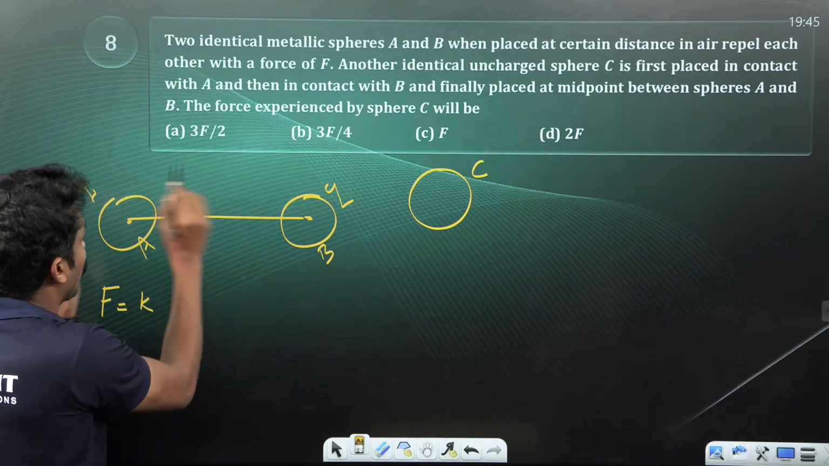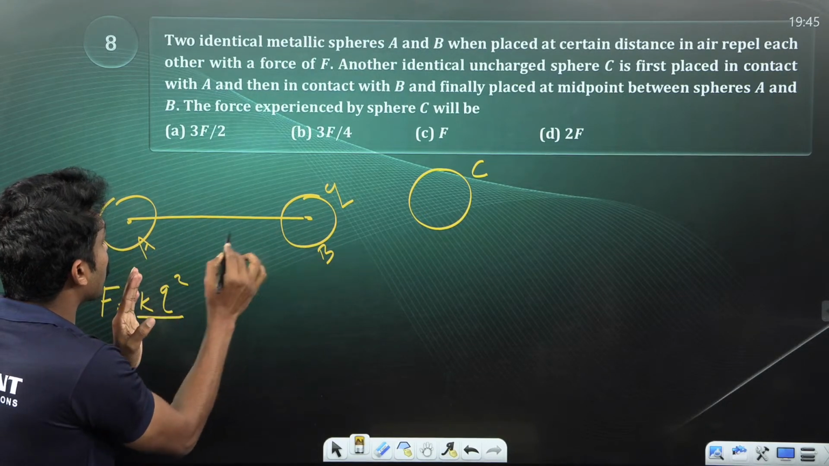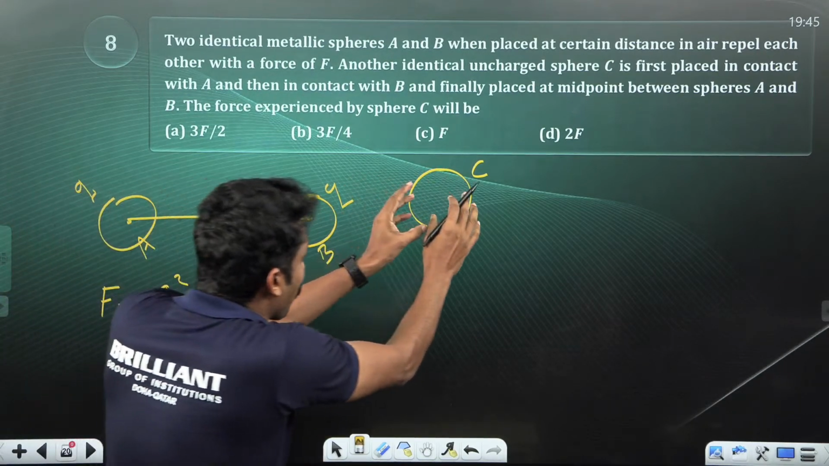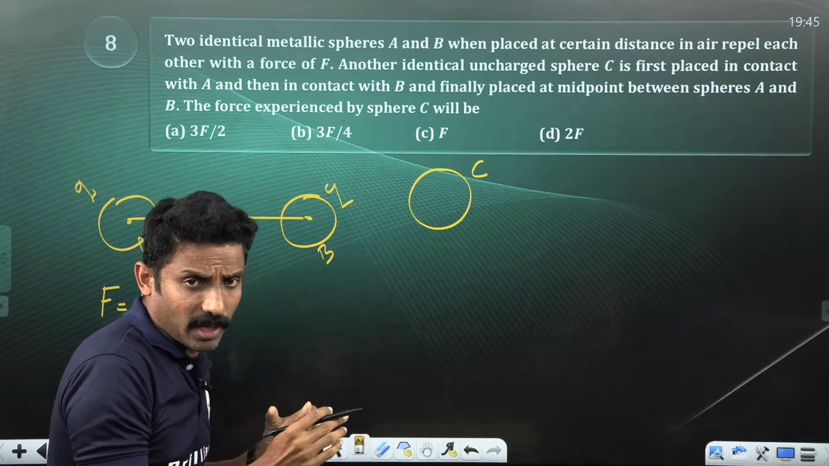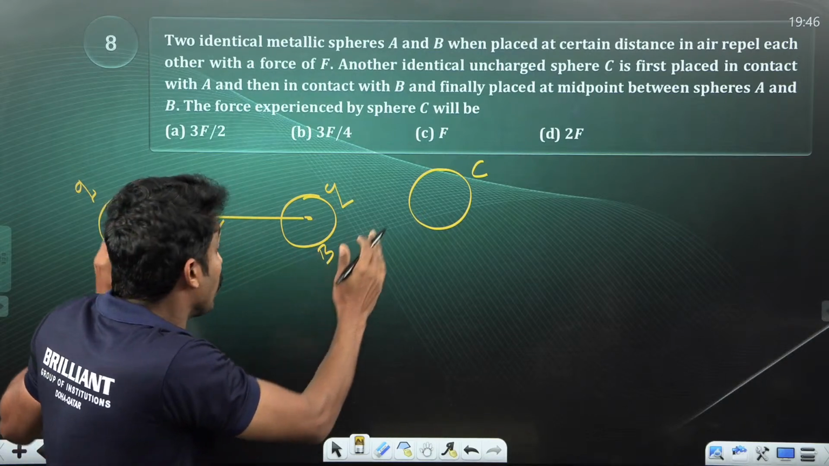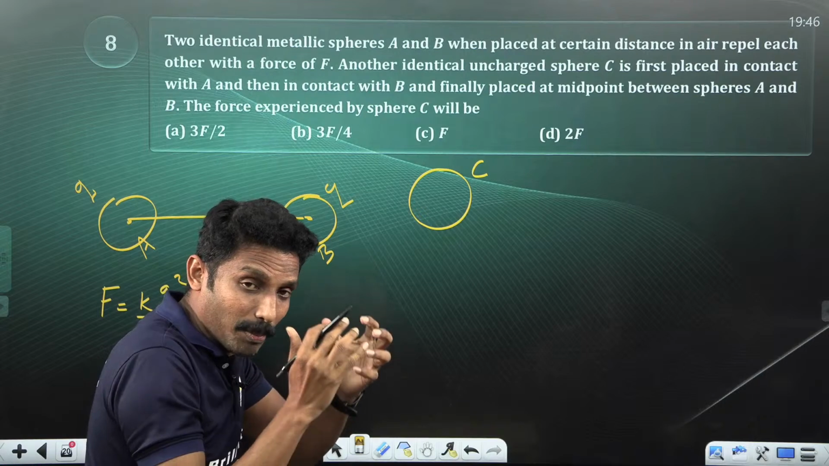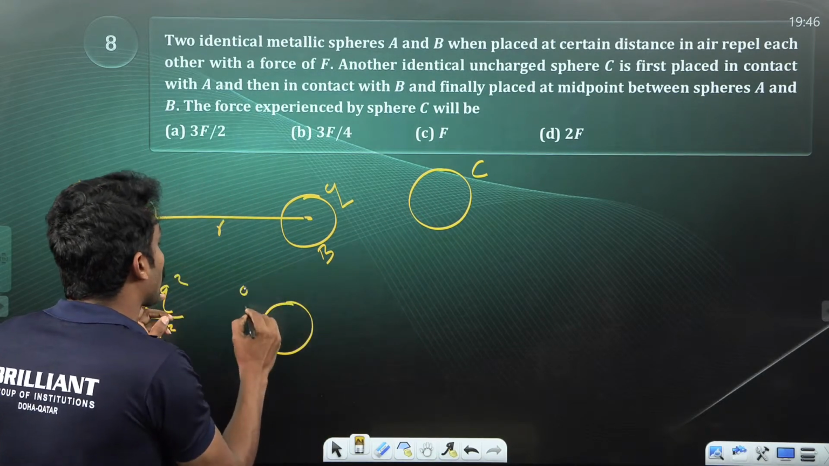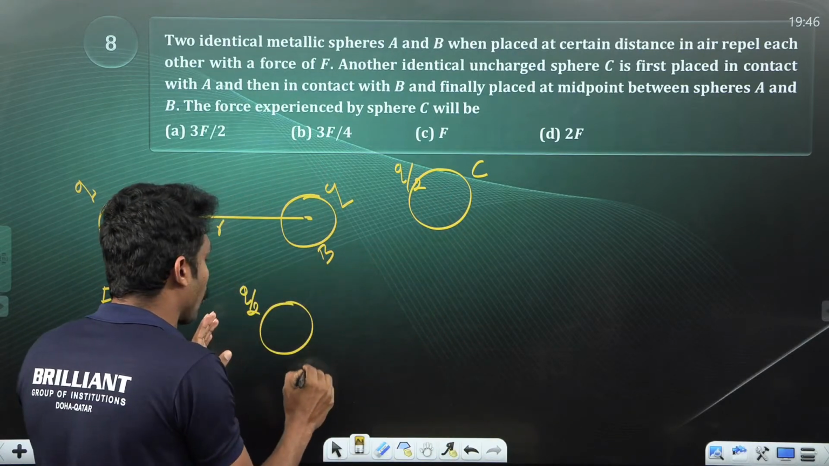F is K Q square divided by R square, where R is the separation. Now this sphere is placed in contact with Q, so there will be charge sharing. These two are identical spheres, meaning their capacitances are the same. So for the potential to become the same, the charge should be equally shared, meaning this one now has charge Q by 2, and C now has charge Q by 2. This is A.